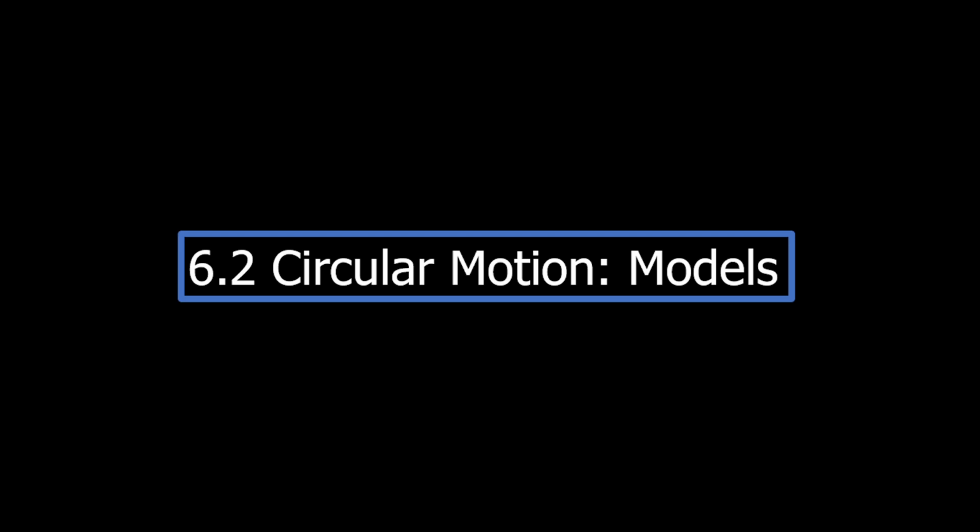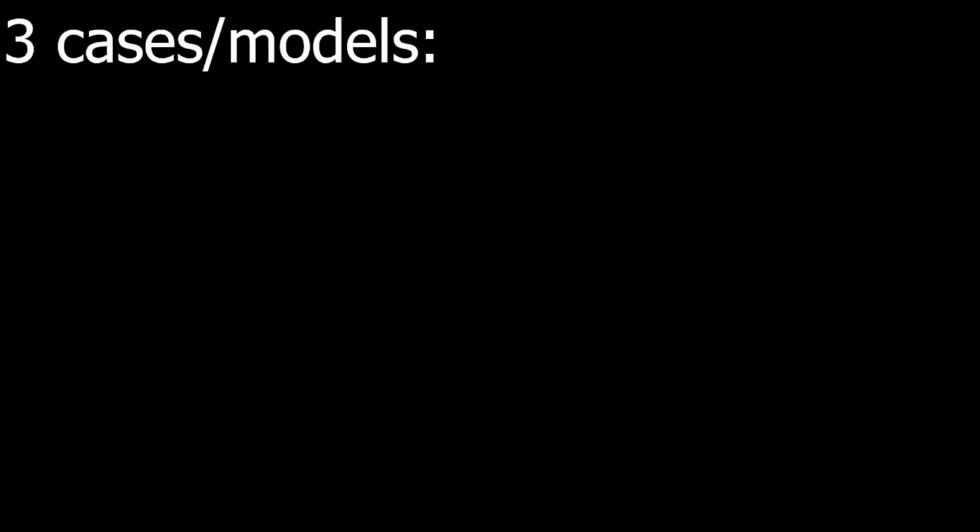Good day everyone. So today in this video I want to talk about circular motion, cases for circular motion. Three cases that we'll consider. The first one being horizontal circular motion, the second one being vertical, and then the last one would be the conical pendulum. The conical pendulum is sort of in between the horizontal and the vertical, right?